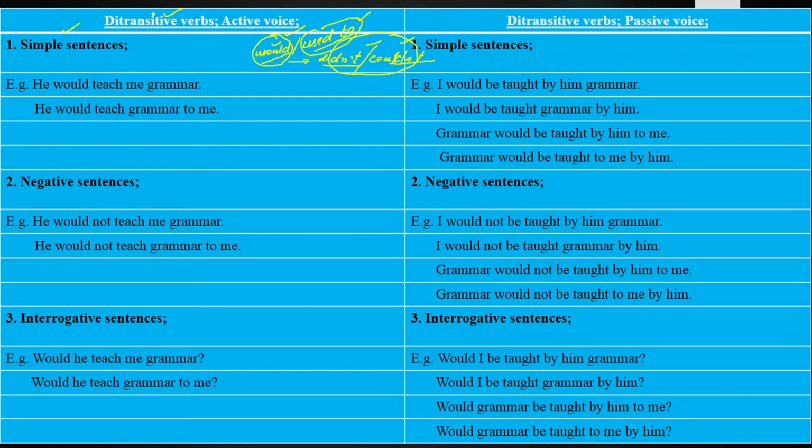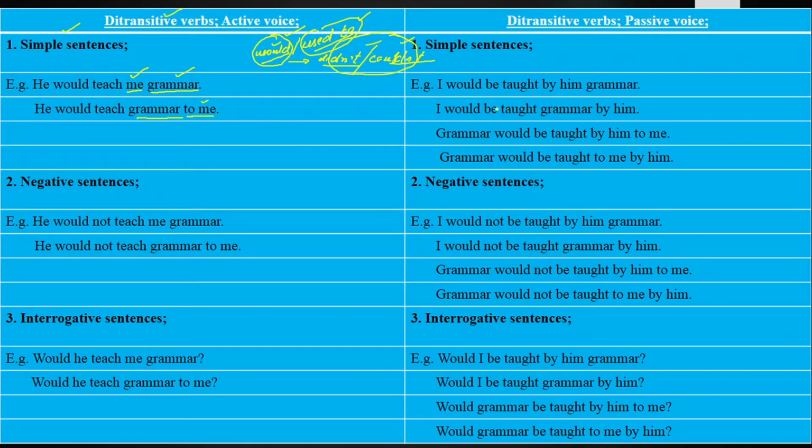As I told you, ditransitive verbs are those verbs which need two objects and can be changed from active voice into passive voice in four ways. Now in active voice there will be two ways. He would teach me grammar. First you bring the indirect object and after that the direct object. Indirect object means living and direct object means non-living, and if you want to bring the direct object first, the non-living, you will be using a preposition with the indirect object. So the example will be: he would teach grammar to me.